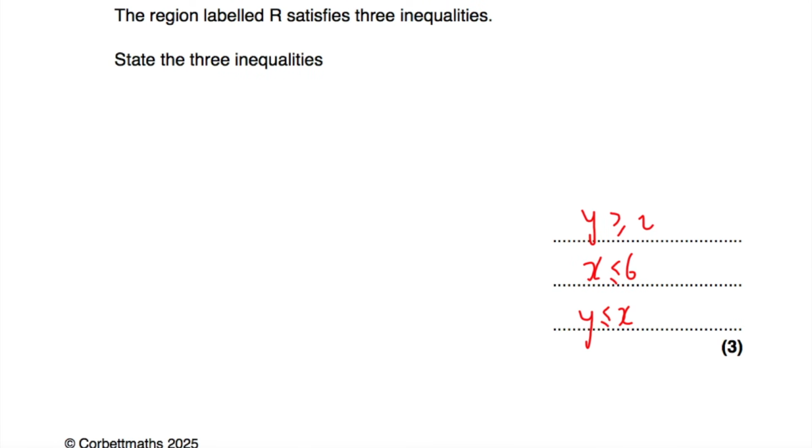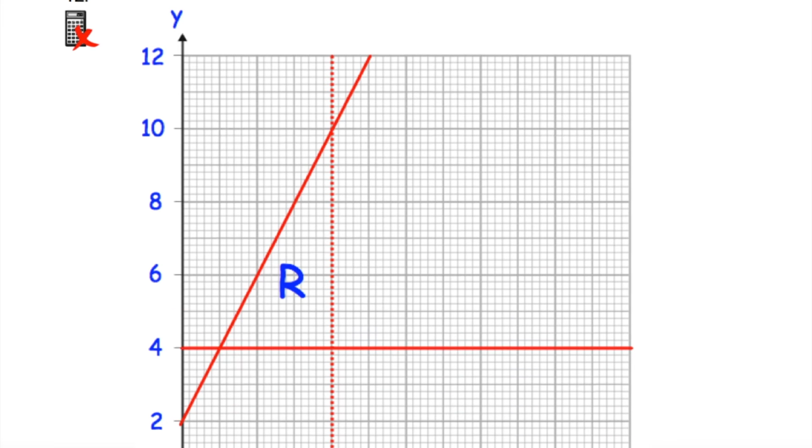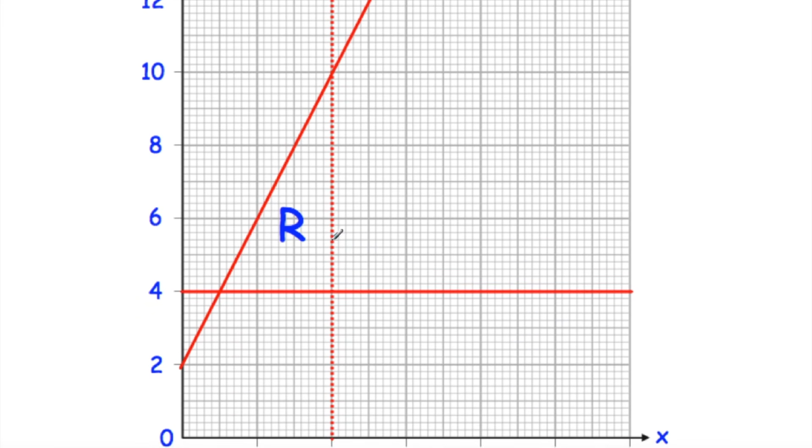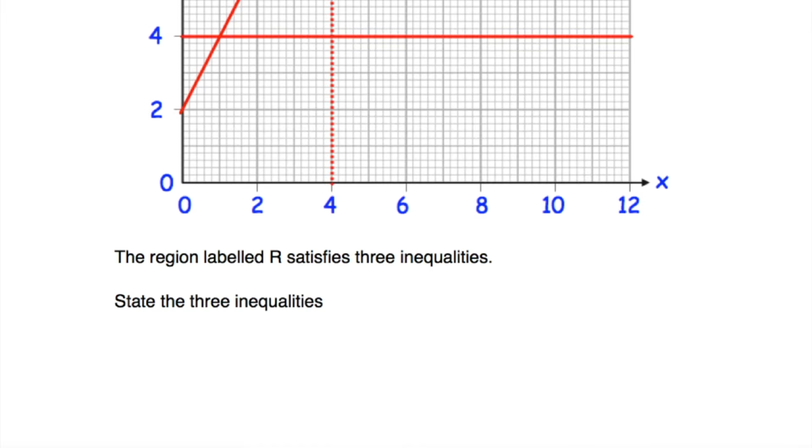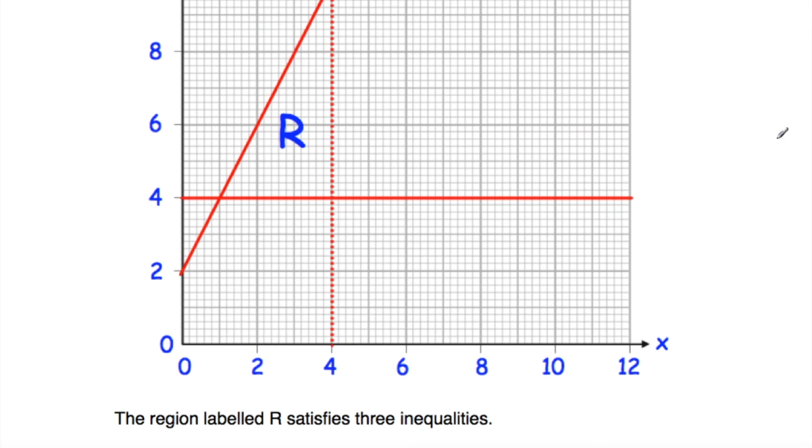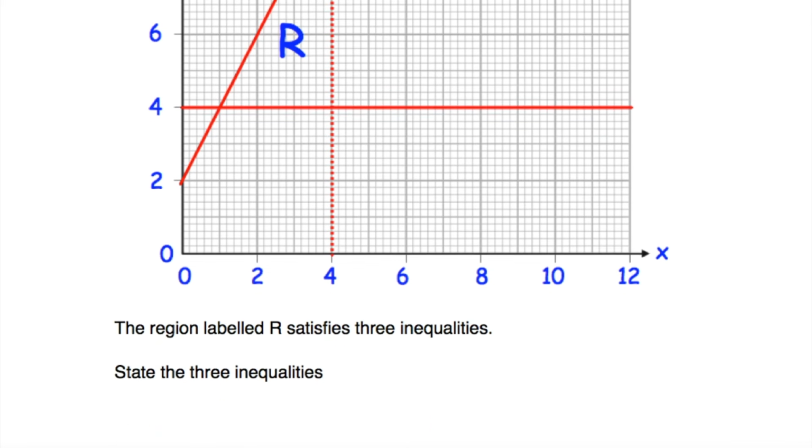Okay, let's look at our next question. So question number 12, we've got another grid with some lines drawn. This time we've got some solid lines and a dashed line as well. That dashed line, remember, is just going to be either less than or greater than, rather than having the equals to part. The question says the region labelled R satisfies three inequalities. Yep, we can see there's 3 lines, and we've been asked to state the 3 inequalities.